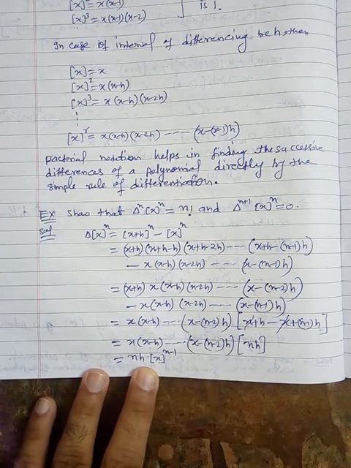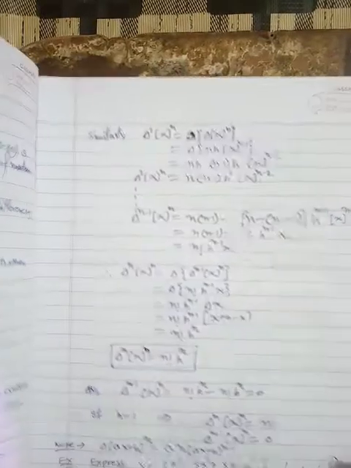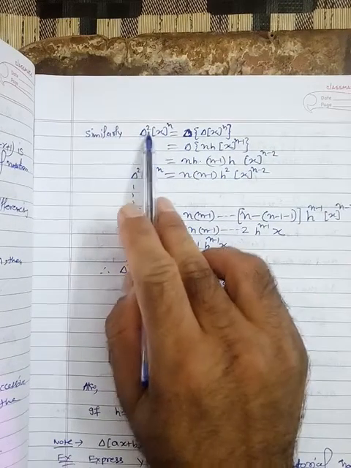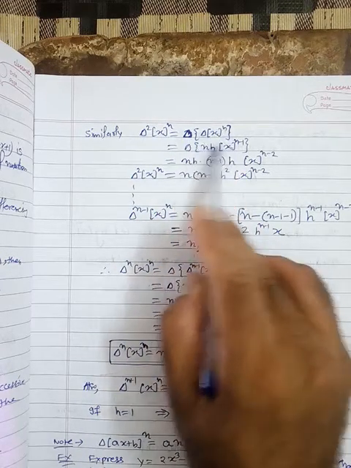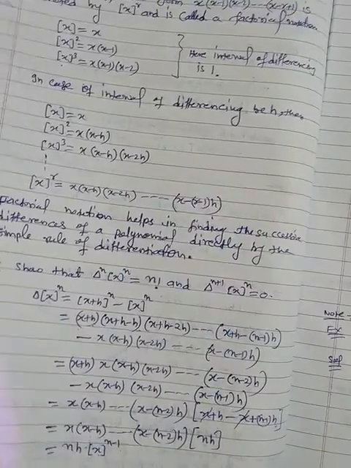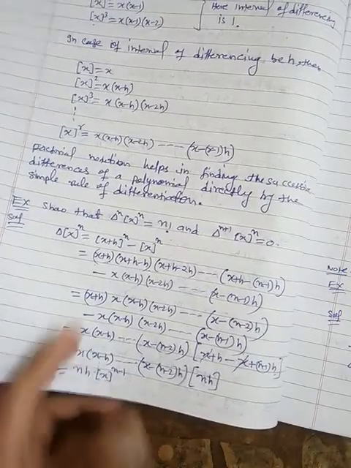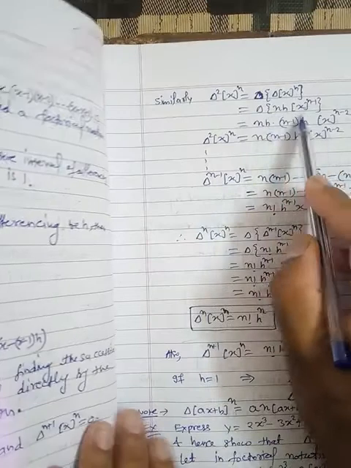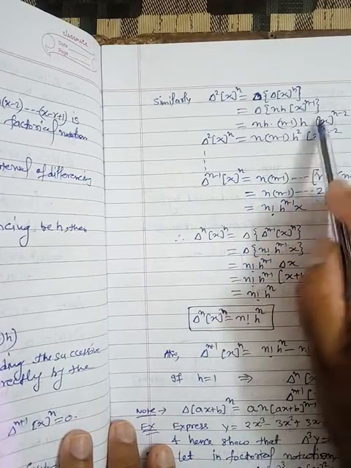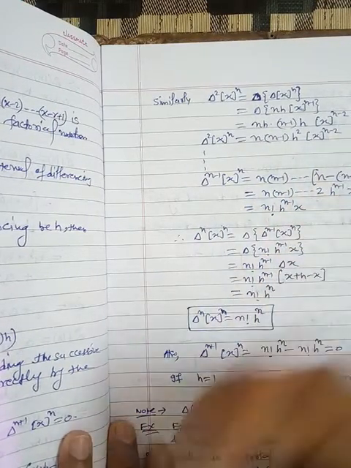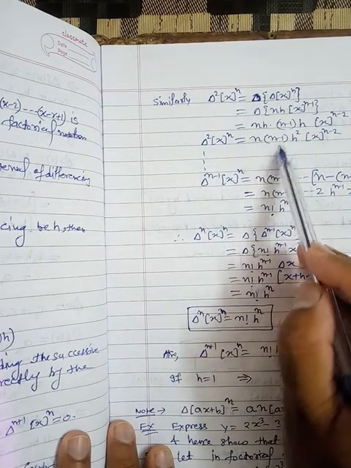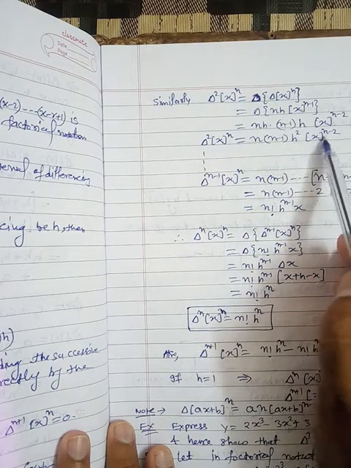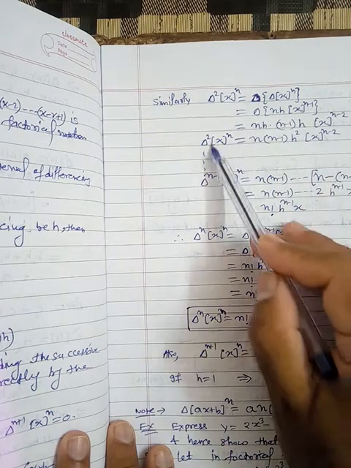Fine. Now if you apply the forward difference again, then the second order difference will be delta of nh times x factorial notation of order n minus 1, and this is already evaluated here. So substitute this value here, and we get nh times (n minus 1)h and factorial notation of order n minus 2. Apply the same approach, so you will get this result. That means the second order difference will be nothing but n into n minus 1 times h squared and factorial notation of order n minus 2, and so on.